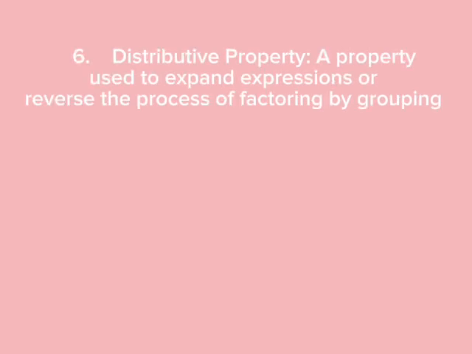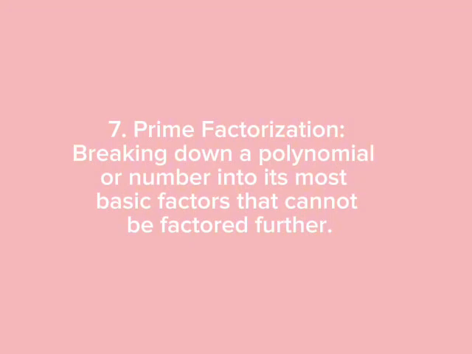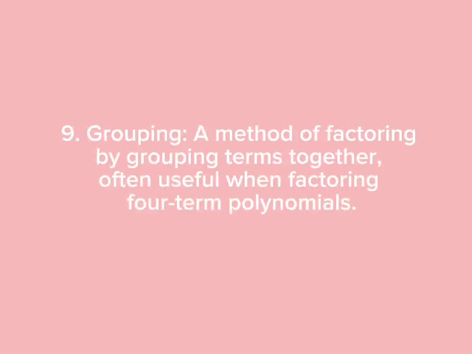Number 6. Distributive property. A property used to expand expressions or reverse the process of factoring by grouping. Here's an example of distributive property being used. Number 7. Prime factorization. Breaking down a polynomial or number into its most basic factors that cannot be factored further. Number 8. Difference of squares. A special factoring pattern where a squared minus b squared is equal to a plus b multiplied by a minus b. Number 9. Grouping. A method of factoring by grouping terms together, often used when factoring 4-term polynomials.